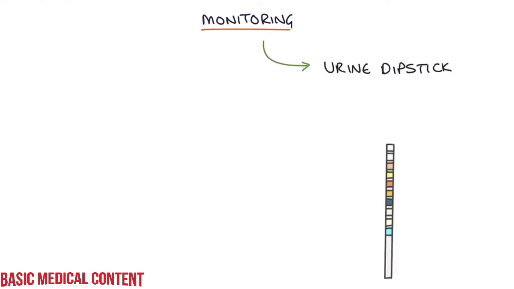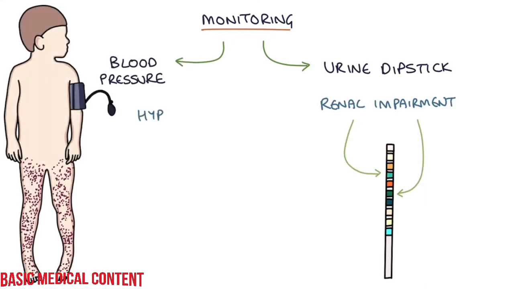It's important that patients with HSP are monitored closely while the illness is active. They need close monitoring with repeated urine dipstick to monitor for renal impairment and blood pressure to monitor for hypertension.